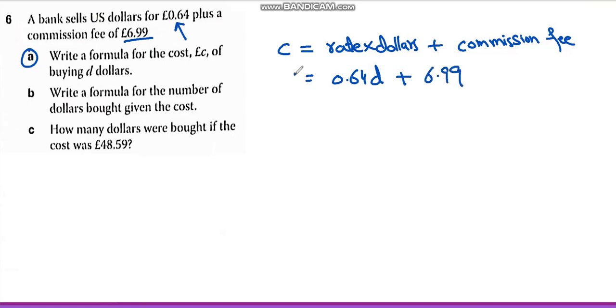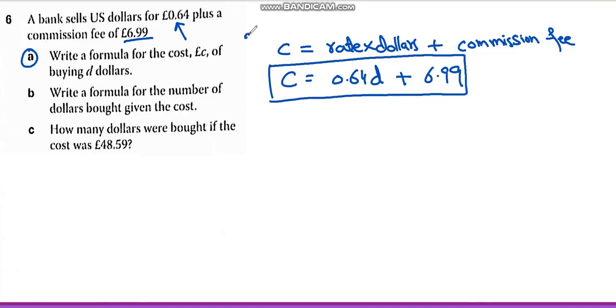So this is the formula of buying D dollars. We just need to substitute the value of D and we will get the total cost in terms of pounds. Now in B part, they want us to write a formula for the number of dollars bought given the cost.